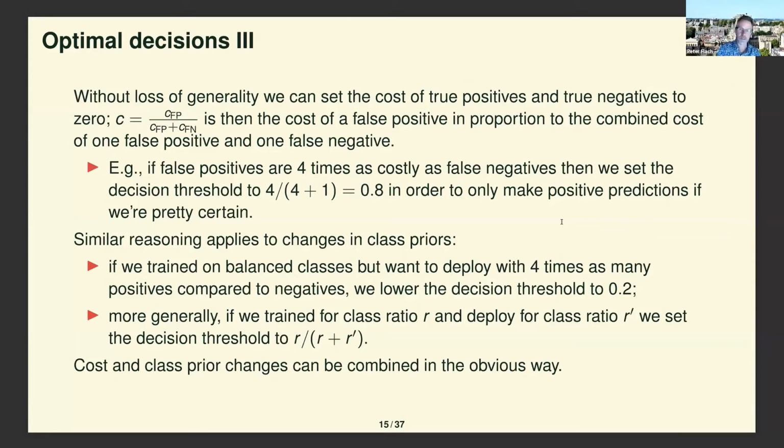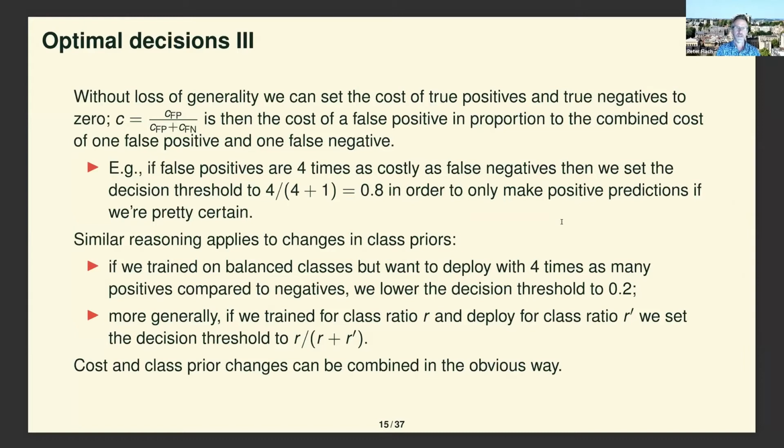Or we can do something similar with changes to class priors. If we trained on balanced classes, but we want to deploy with 4 times as many positives compared to negatives, and we have lots of positives, so we want to lower our threshold, and we lower the threshold to 0.2. If we have both these things, then they actually cancel each other out. Okay, we can have both a change in class distribution and also a change in misclassification costs.